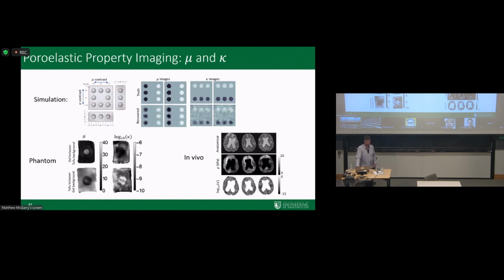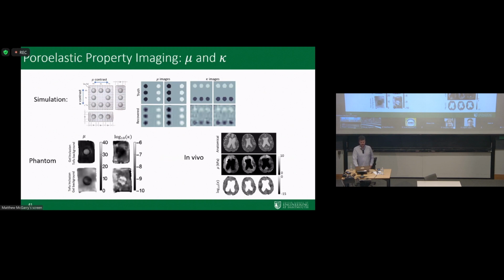Similar sort of validation process for poroelastic imaging. We have the simulation here where you've got contrast in the stiffness, positive, zero, and negative in the horizontal direction, and positive, zero, and negative contrast in the hydraulic conductivity in the vertical direction. So this gives you all possible combinations. You can see that we do a pretty good job of recovering the shear modulus and a reasonable, okay job of recovering the hydraulic conductivity. But the hydraulic conductivity is really hard to measure. There's no other way of doing it, so this is still valuable.